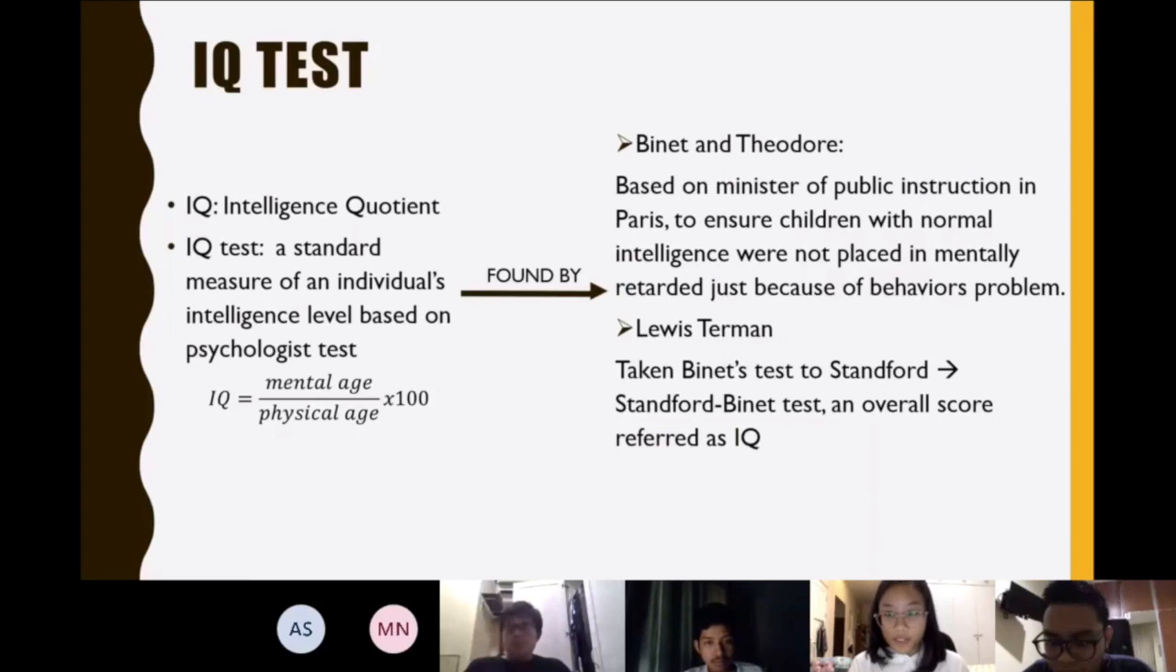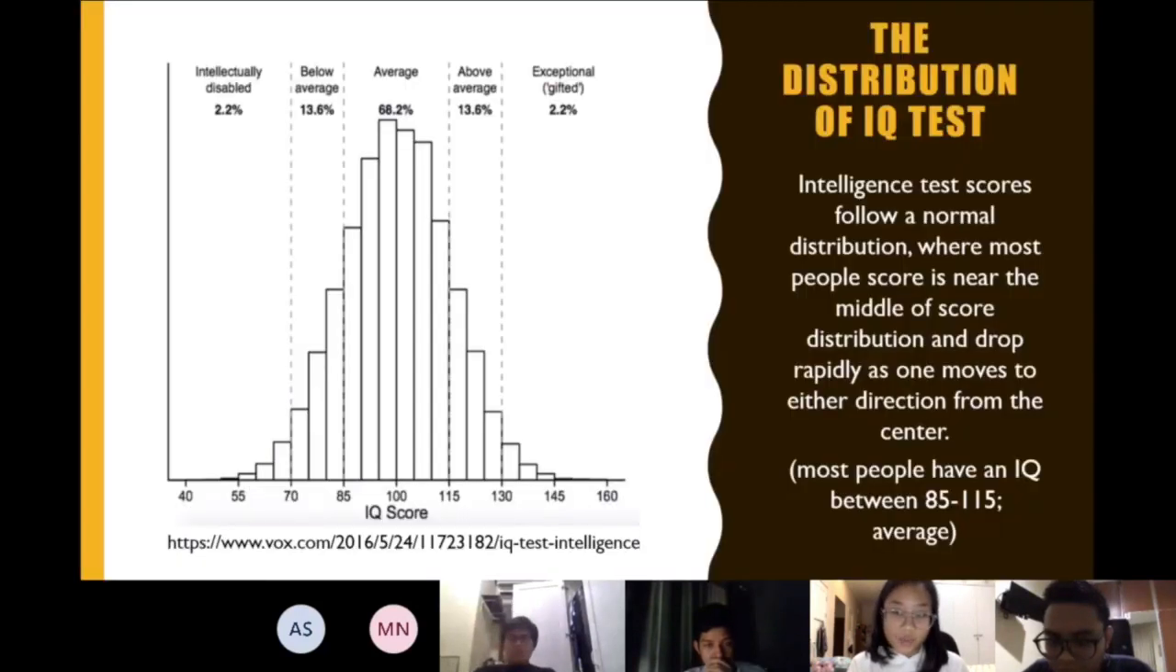So the distribution of IQ tests basically tells us that intelligence test scores follow a normal distribution, where most people's scores are near the middle of the score distribution and drop rapidly as one moves in either direction from the center. As we can see in the graph, it is called the IQ bell curve because it looks like a bell, where most people have an IQ between 85 and 115, and then the others become fewer and fewer toward intellectually disabled or gifted IQ.